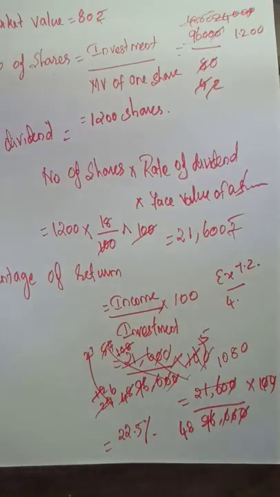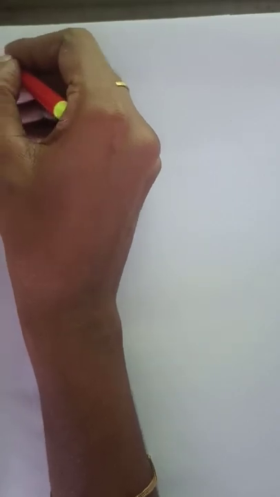So one more question we'll do today. Example 7.17. Read out the question from your book. A person bought 12% stock for rupees 54,000 at a discount of 17%. If he paid 1% brokerage, find the percentage of his income. Okay, so solution.